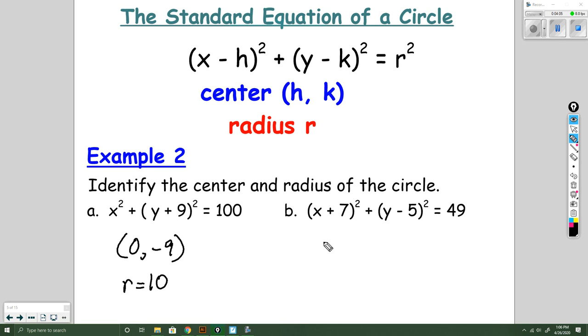For part B, the center of the circle is going to be (negative 7, 5). And then the radius in this case will be 7. Alright, so pretty simple to find the center and the radius of a circle given the equation in standard form.